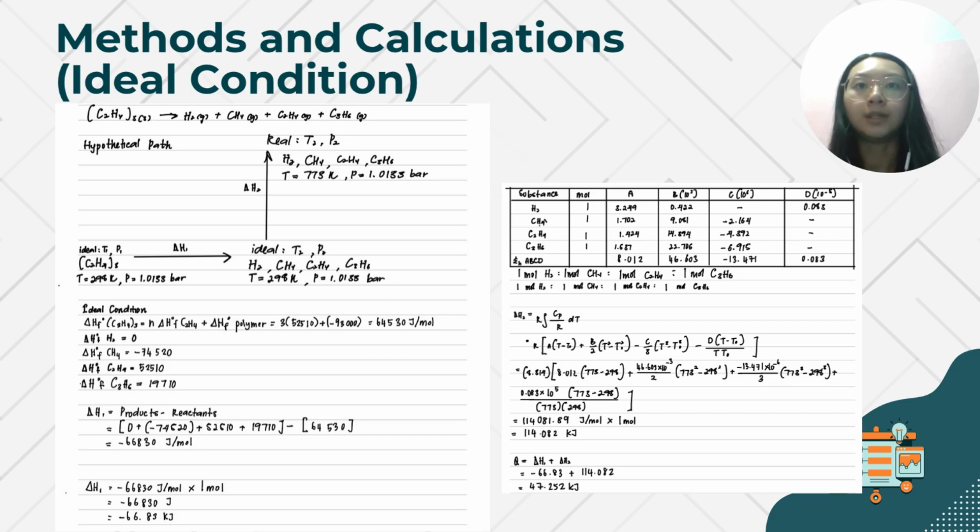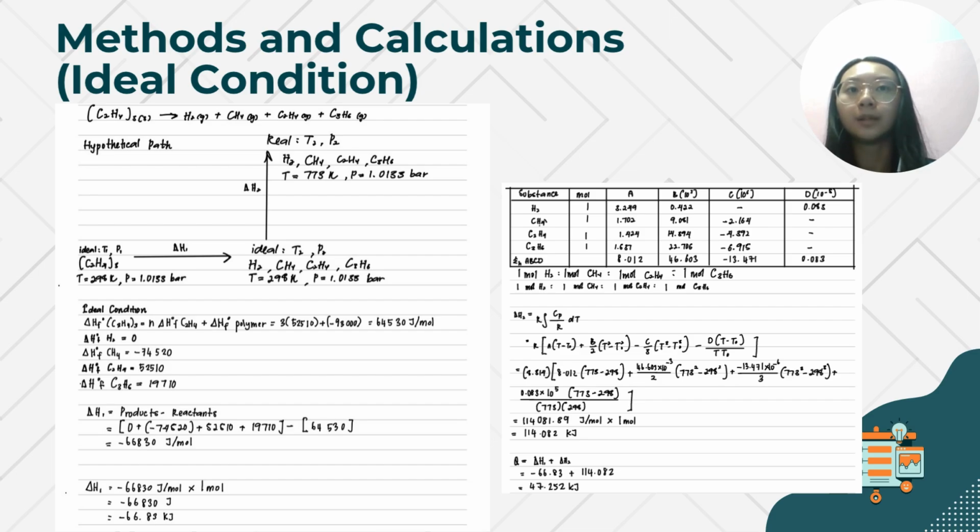My name is Yong Ziyan and I will continue the presentation. In this process, the reactant is HDPE (C2H4)n and the products are hydrogen H2, methane CH4, ethylene C2H4 and propylene C3H6. Let's start with calculations for ideal condition.